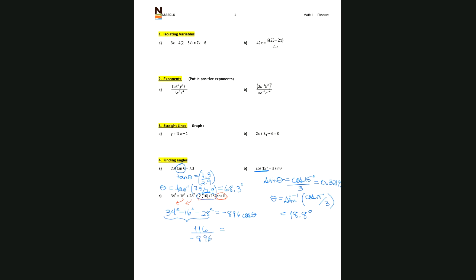Now divide by the negative number in front of cos. So you have to isolate your trig function first. Then you can use your arc cos, or it's cos to the -1 notation on the calculator. Now with a negative, that means the angle will be greater than 90, and you can see that it's 97.4 degrees.